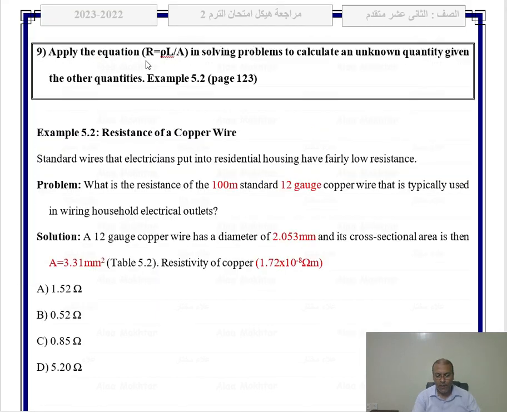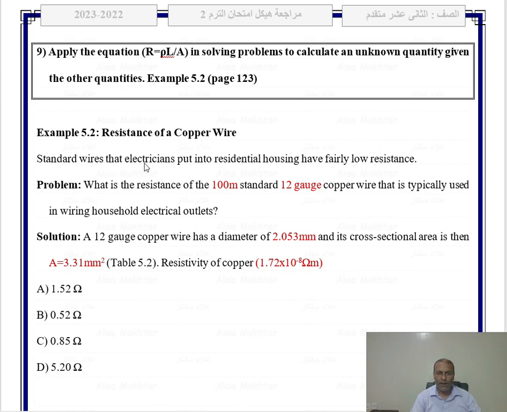Number 9, apply the equation R equals rho L over A. Rho is resistivity, L is length, A is area, in solving a problem to calculate an unknown quantity given the other quantities. Example 5.2 on page number 123. In this example, resistance of a copper wire.